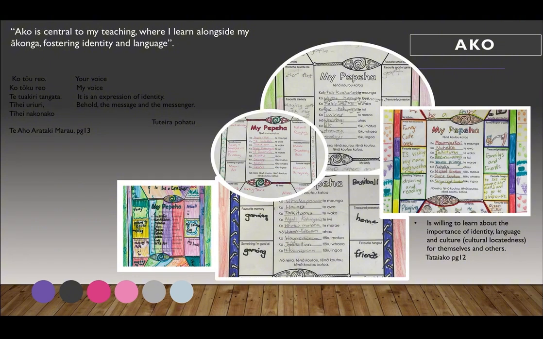Ako is central to my teaching. It's about learning alongside my akonga, fostering identity and language. I encourage students to share their pepia, and I learn about their backgrounds, which helps build a sense of belonging. As Tataia states, understanding cultural locatedness is vital for both teachers and learners.